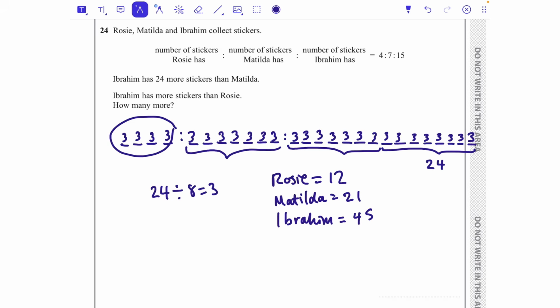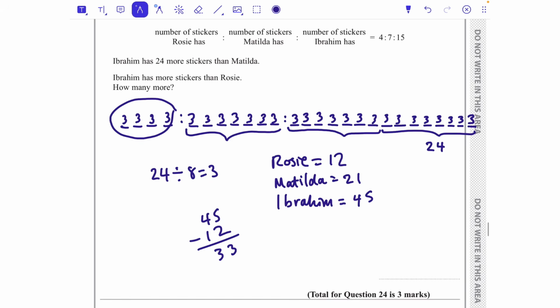The question is, how many more stickers does Ibrahim have than Rosie? And so we're going to do 45 take away 12. 5 take 2 is 3, 4 take 1 is 3, so the answer is 33 more stickers.